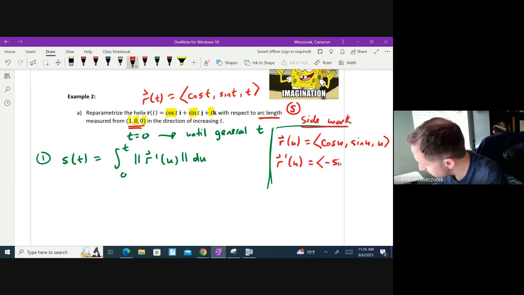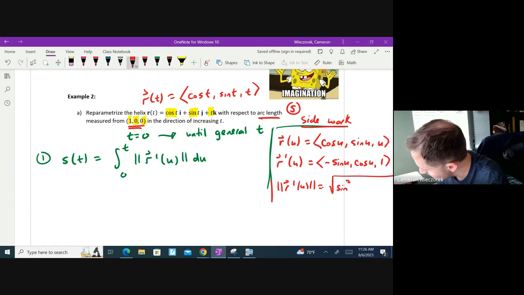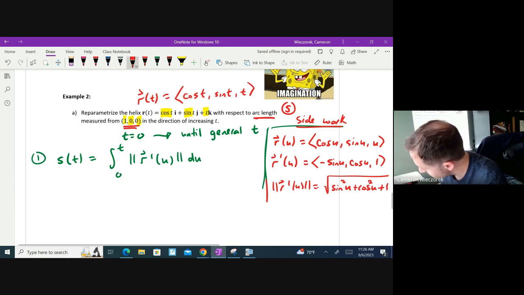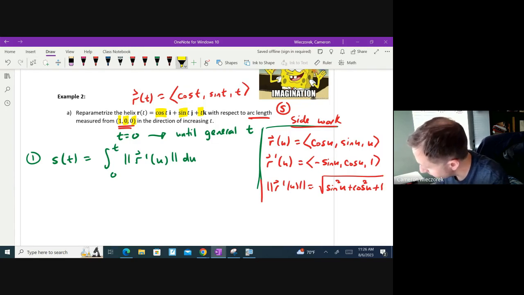This would be negative sine of u, cosine of u, 1. So then the magnitude of r prime of u would be the square root of negative sine u squared, which is sine squared u, cosine u squared, which is cosine squared u, and 1 squared, which is 1. We get the Pythagorean identity again: sine squared plus cosine squared is equal to 1. The square root of 1 plus 1 is the square root of 2.